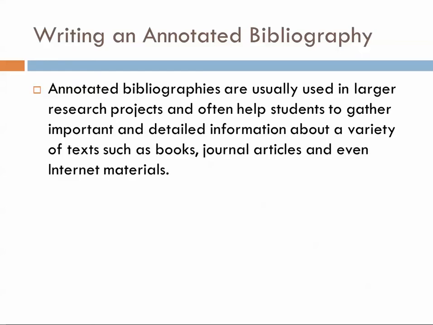Annotated bibliographies are usually used in larger research projects. By larger, I mean usually larger than what an undergraduate student produces on a regular semester by semester basis. Most papers that you produce as an undergraduate tend to be about 5 to 10 pages long. An annotated bibliography often helps students gather important and detailed information about a variety of texts, such as books, journal articles, and, of course, internet materials.